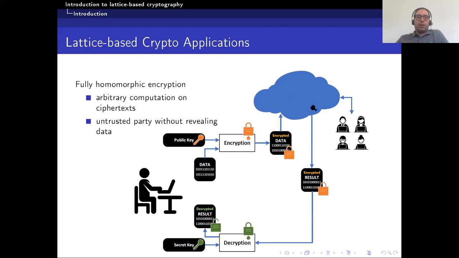In this approach, as you see, the service provider and cloud provider cannot see your data, and your data will be secure. Then you use your secret key to decrypt your encrypted result and find your decrypted result at the end, which is 5, the addition of 2 and 3.